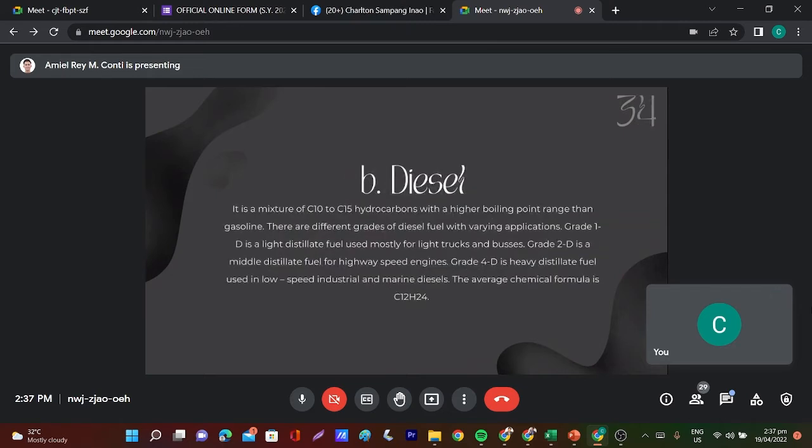Diesel. It is a mixture of C10 to C15 hydrocarbons with a higher boiling point range than gasoline. There are different grades of diesel fuel with varying applications. Grade 1D is a distillate fuel mostly for light trucks and buses. Grade 2D is a middle distillate fuel for highway speed engines. And grade 4D is a heavy distillate fuel used in low speed industrial and marine diesels. The average chemical formula is C12H24.